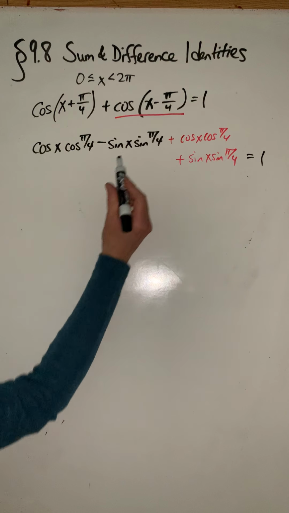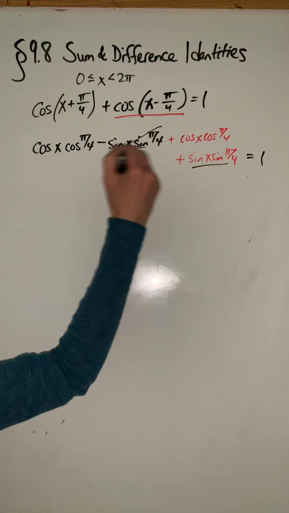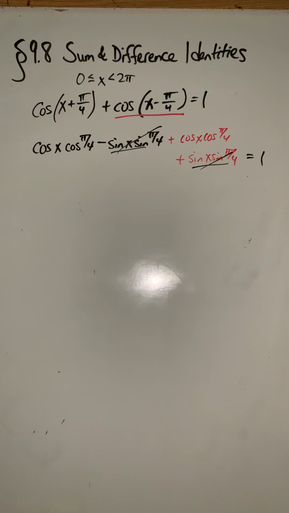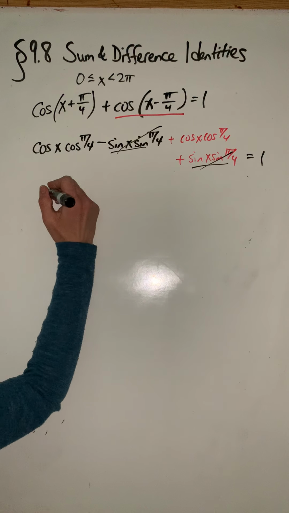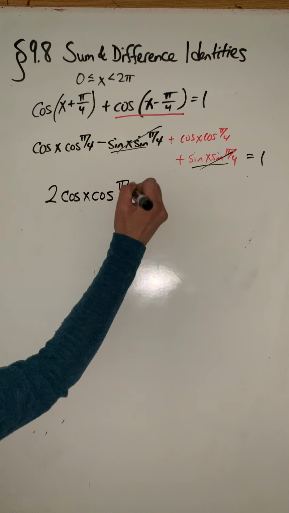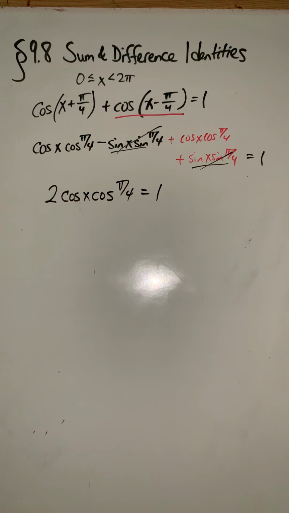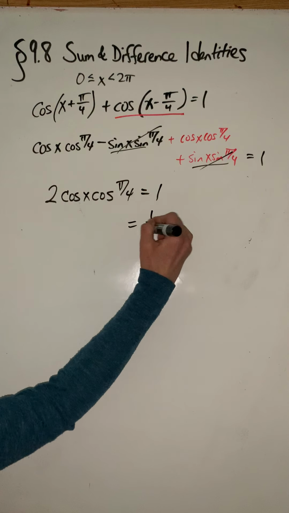All right, now what happens? You notice that we've got sine x sine pi over 4. One's positive, one's negative. Ever satisfying canceling. And then these two terms are the same, so we can combine those. So we get 2 cosine x cosine pi over 4 equals 1. Okay, now what? All right, well, 2 things, right? 1, I could divide by 2, so this becomes 1/2.